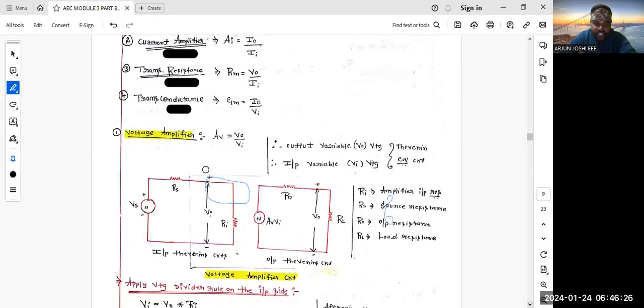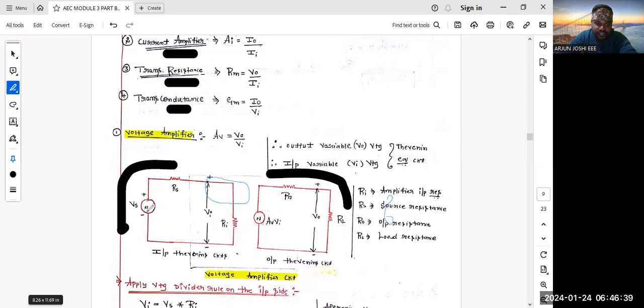How to represent it? We need to apply Thevenin's theorem for the input, and also for the output. How to apply it? We write the source Vs, and in series the source resistance Rs and the input resistance Ri. Then on the output side we have Av Vi. We know the equation for AV is equal to V naught divided by Vi. What is the equation for V naught? V naught is equal to Av Vi; with the help of this equation, we can solve this one.